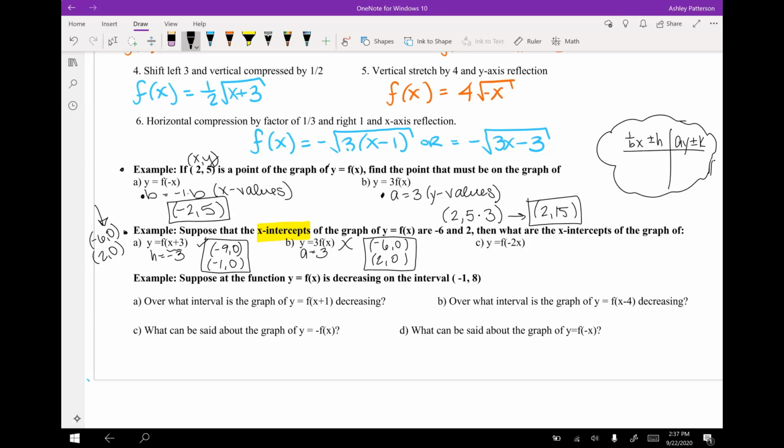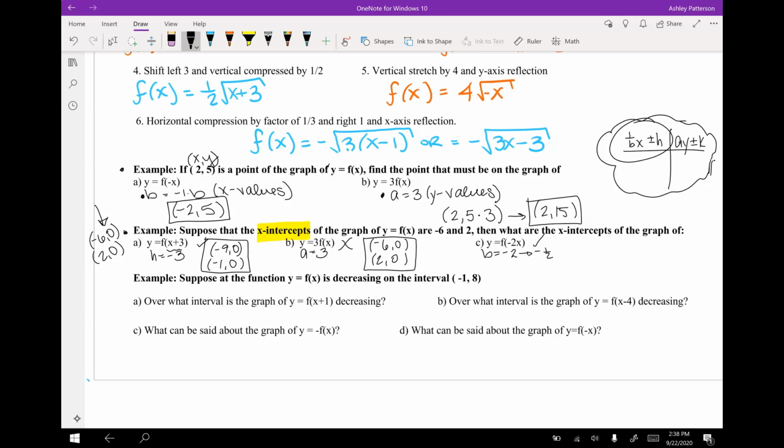All right, for C, yes, it affects the x values. How do I know? Because it's inside the quantity with the x variable. And this happens to be a b. b in the equation is -2, which then applies as a -1/2. So we're going to multiply every x-intercept, because again, up there, by a -1/2.